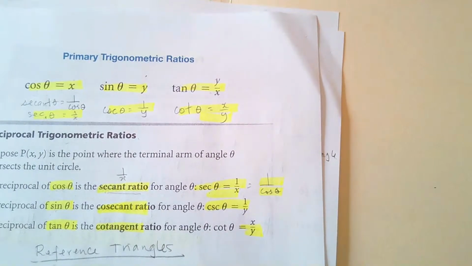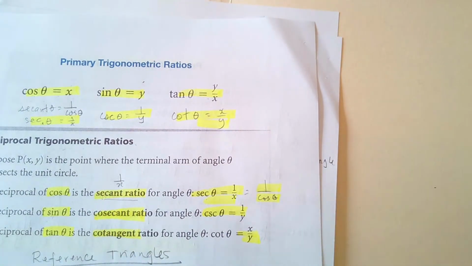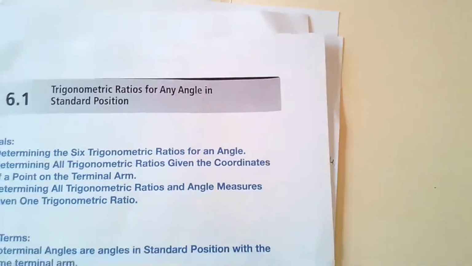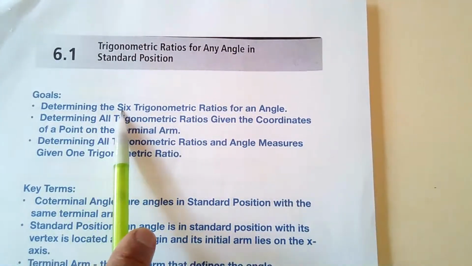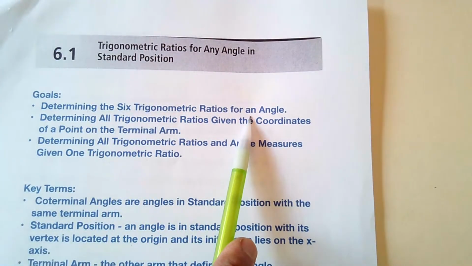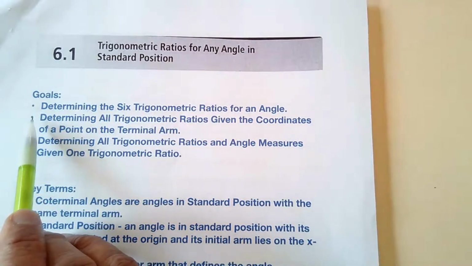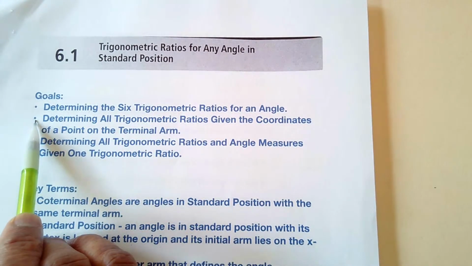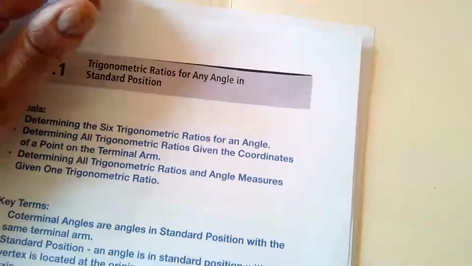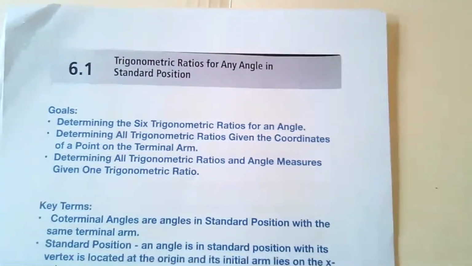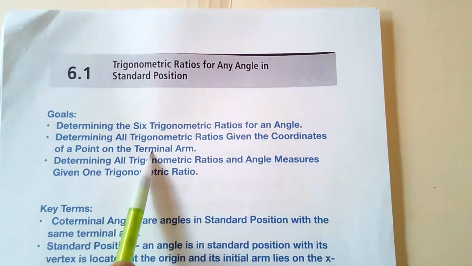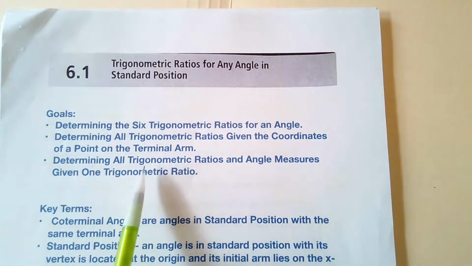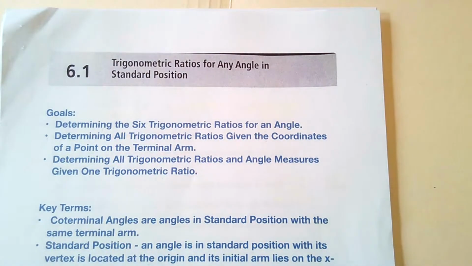So our goal today, we still haven't completed all of our goals for today. For today, we just completed the first, determining the 6 trig ratios for an angle. In the next lesson, we'll be looking at determining all trig ratios given the coordinate point of a terminal arm, and all trig ratios and angle measures given one trig ratio.